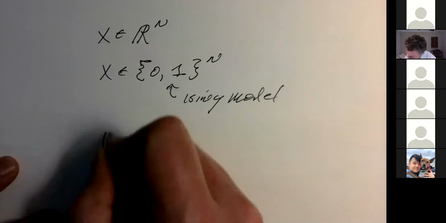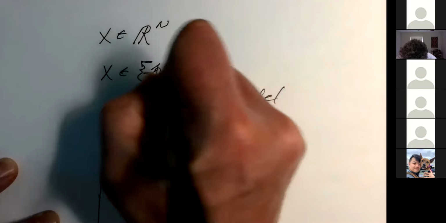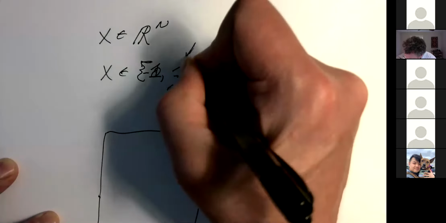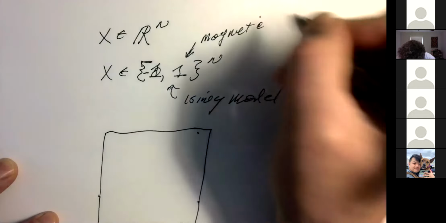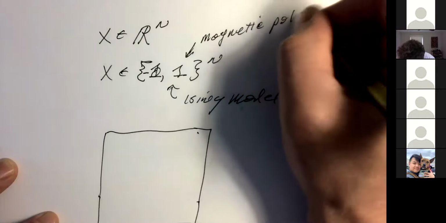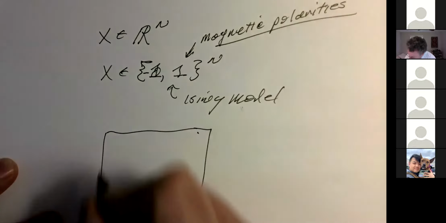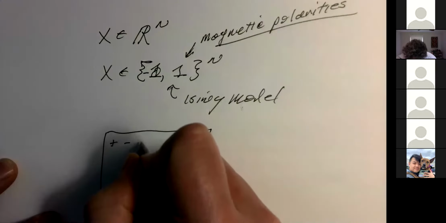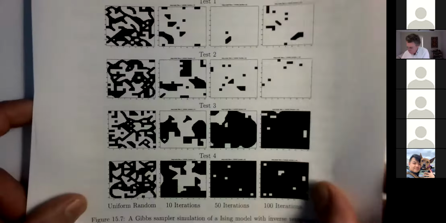But so the image, actually, a better way to do it is like this. This is -1, +1. So these might represent magnetic polarities. Okay, so it's like plus, minus, plus, like that, okay? Yeah, so you could represent them as black and white too. Black and white, like that.